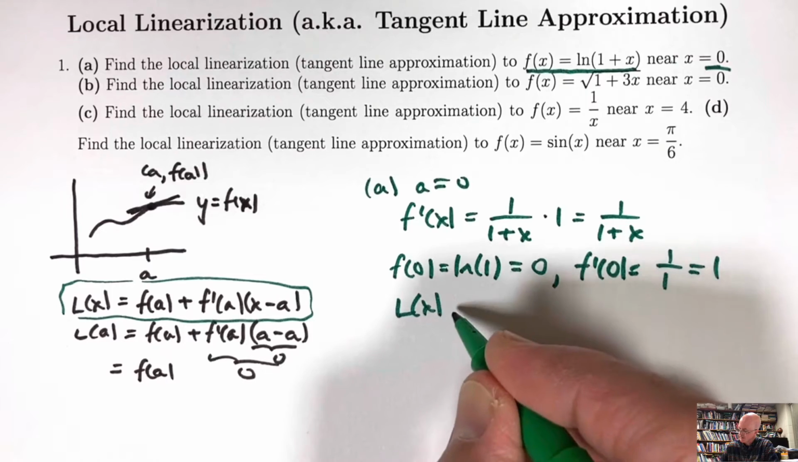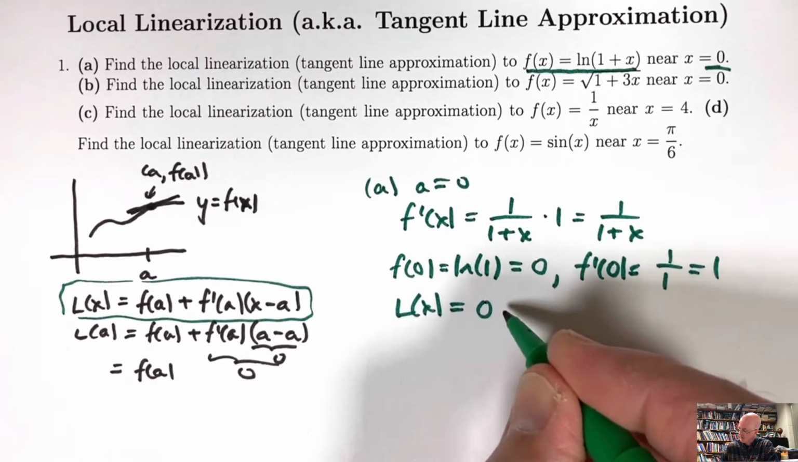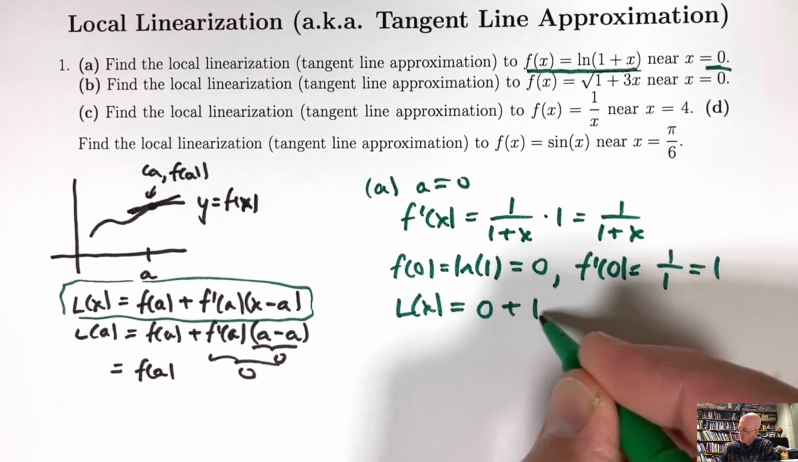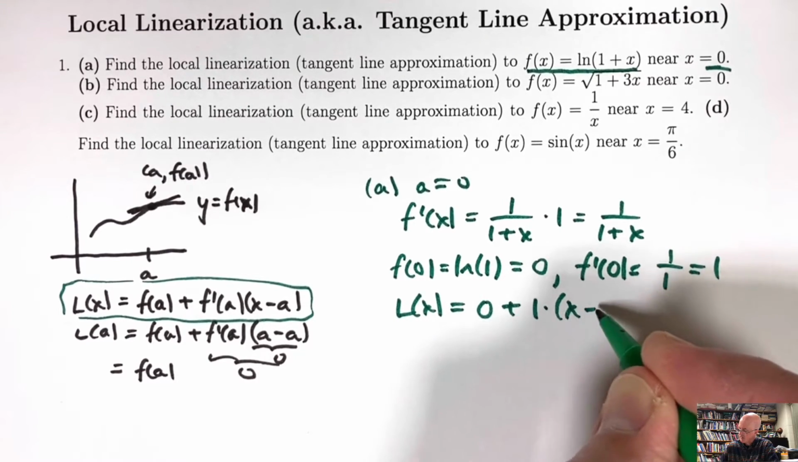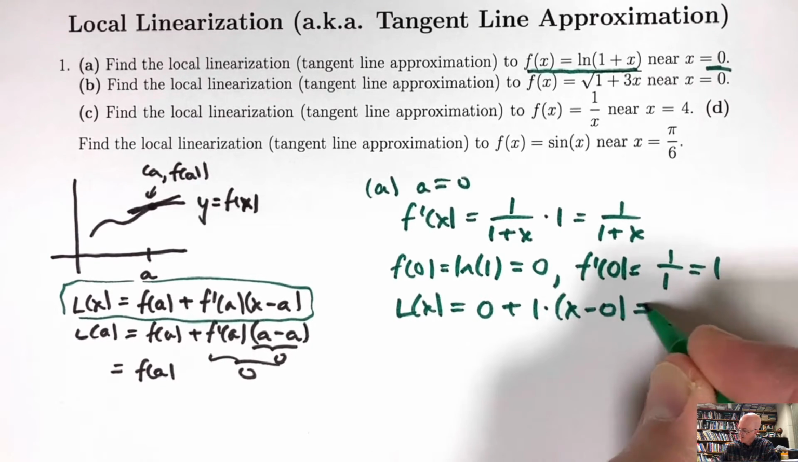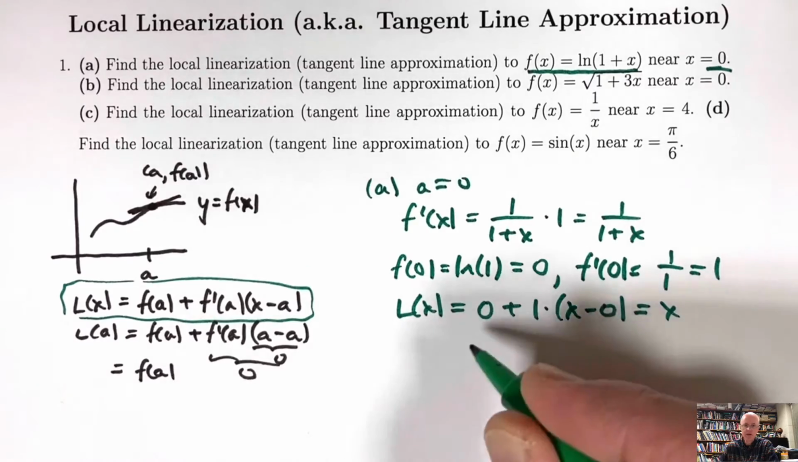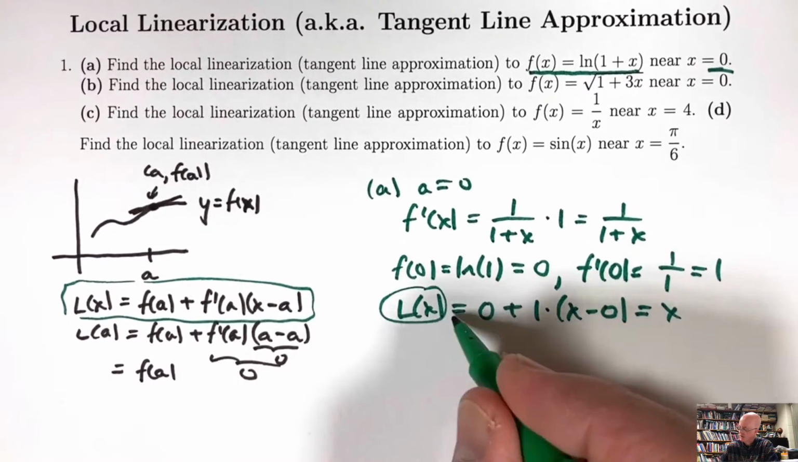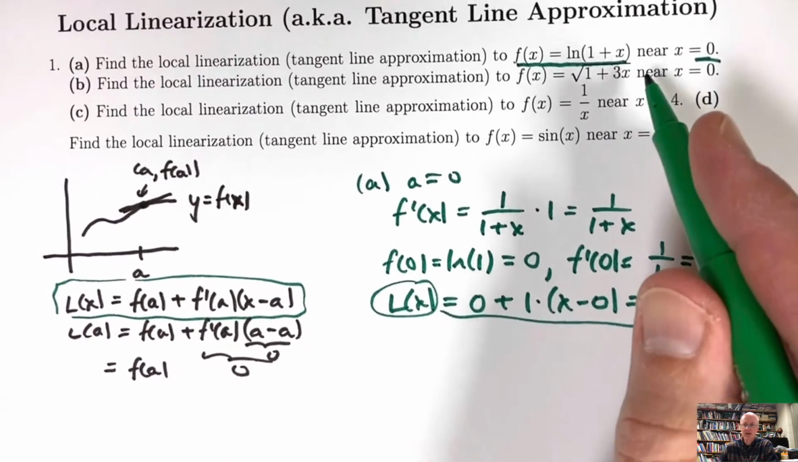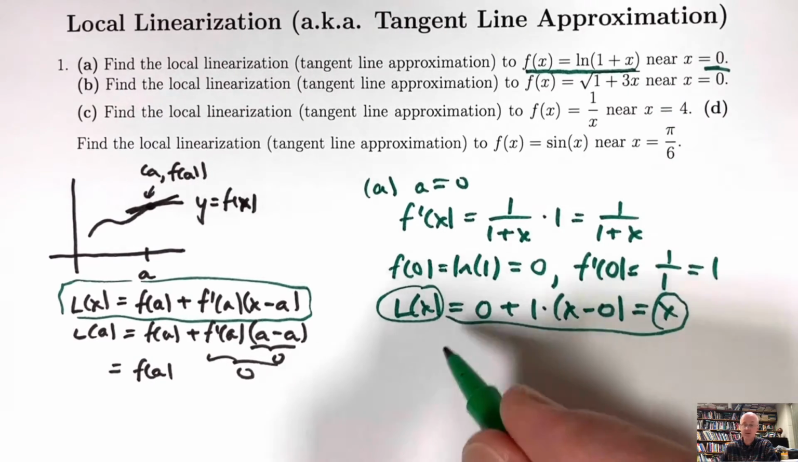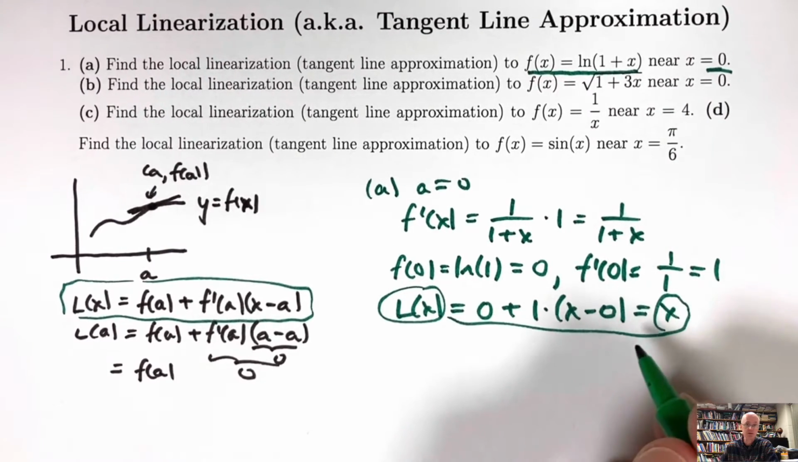L of x is f of a, which is 0, plus f prime of a, which is 1, times x minus a. Remember, a is 0 here. This simplifies to x. The local linearization or tangent line approximation to this function ln of 1 plus x near 0 is this very simple linear function L of x equals x.